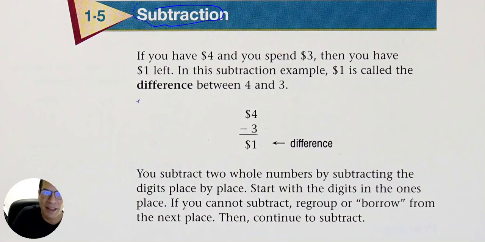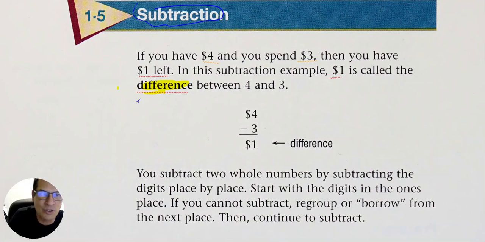So if you have $4 and you spend $3, well then you have $1 left, right? So in this subtraction example, $1 is called the difference between 4 and 3. So just an operational word for subtraction. When you subtract two numbers, you get the difference between the two.